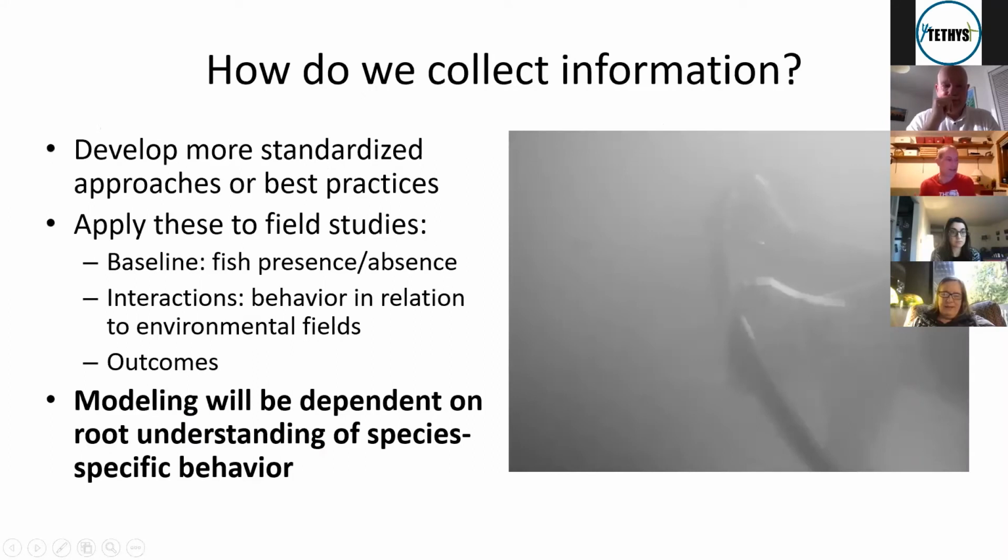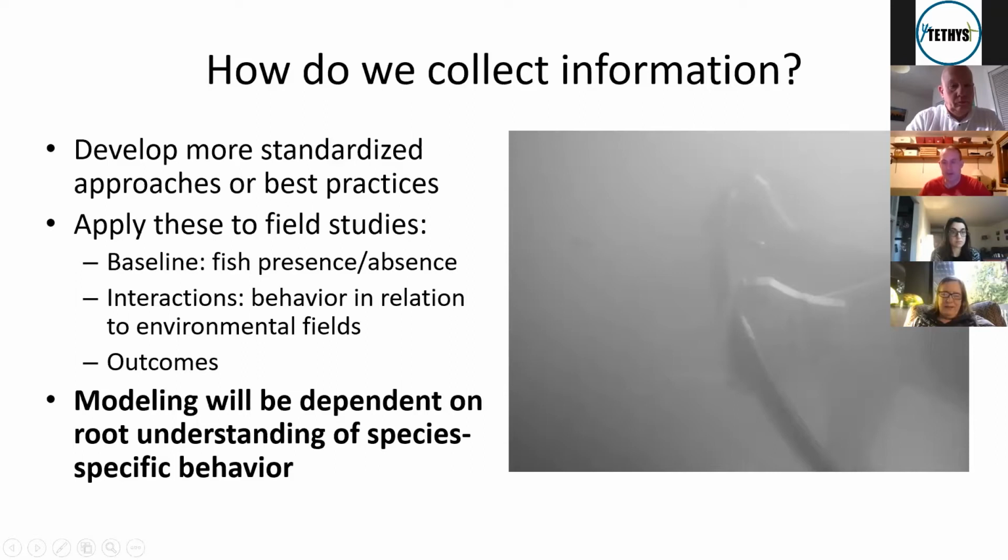And so how do we collect this information? Like I said, it would be good to develop more standardized approaches, or at least best practices in given situations, and apply these to field studies at 3 different levels. So baseline information such as fish presence and absence in an area where a turbine is planned for deployment, interactions, so how do fish behave around a turbine and in relation to environmental fields, and then the outcomes of fish encounters with turbines, and if they pass through a turbine, what are the outcomes of those?